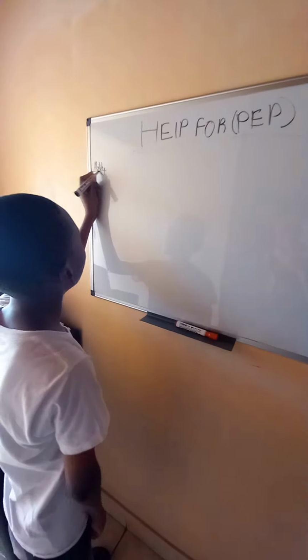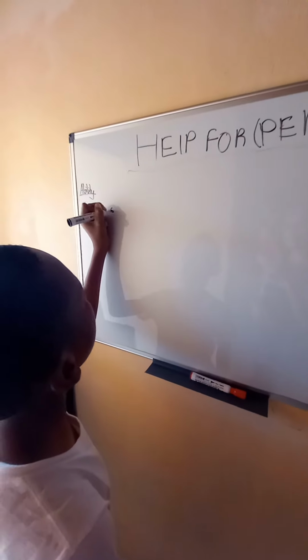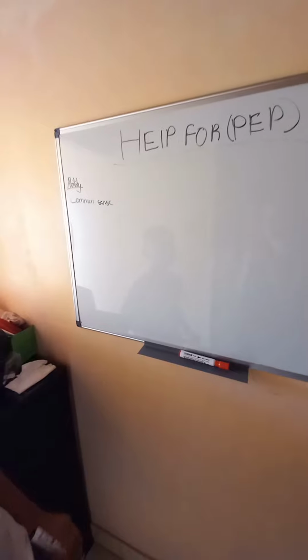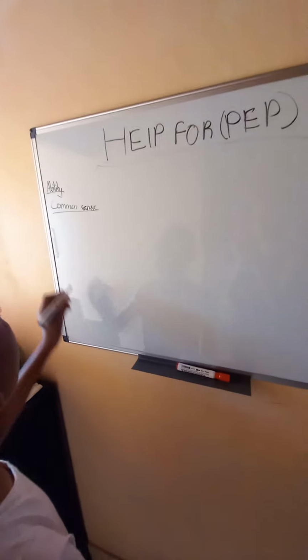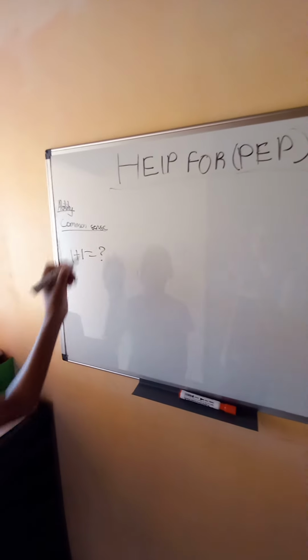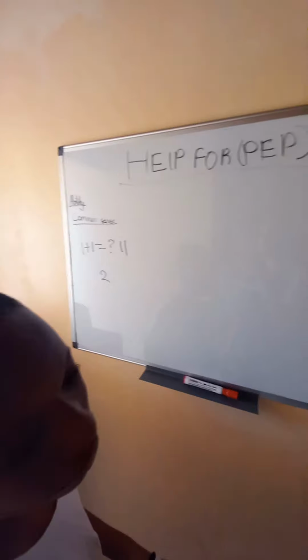Okay, ability. Ability deals with, many of us don't use this sense. This is our sixth sense or common sense. And many of us don't know this. For instance, we have 1 plus 1. What does that equal to? It doesn't equal 11, it equals 2. And this is what many of us don't know.